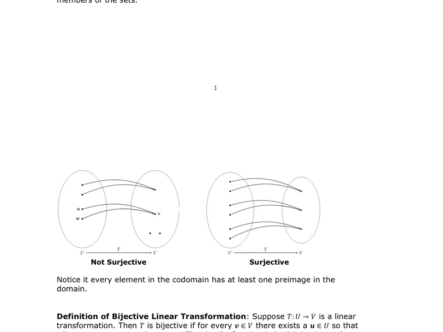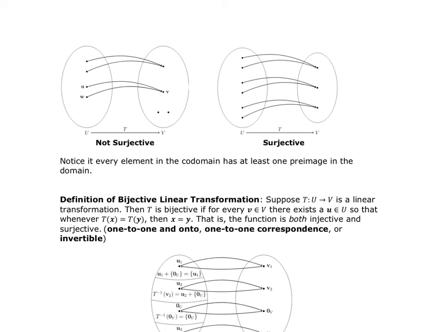Here's an example visually of a surjective and a non-surjective transformation. Notice that this one is non-surjective because I have these elements hanging out right here in my codomain that are not being mapped to anything. So surjective means that I can have more than one element in my domain mapped to a codomain element.